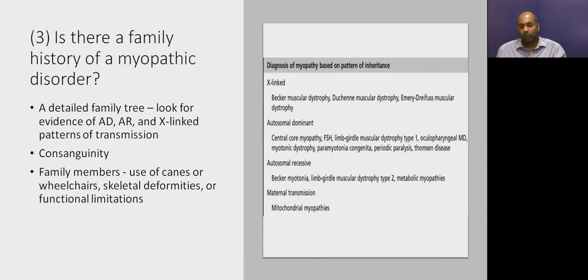So we have to ask whether any family members use canes or wheelchairs, whether they have any skeletal deformities, or whether they have any functional limitations. These kinds of questions may be needed to get more information.